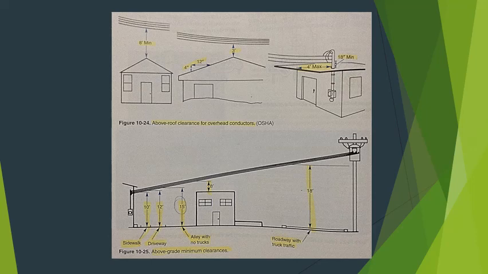Service clearances. Where overhead services are installed, certain regulations concerning clearances must be strictly observed. The NEC indicates that clearances for overhead service drop conductors shall be as follows. Above roofs, figure 10-24, top of your screen. A, 8 foot as measured vertically from all points. B, 3 foot if the slope is not less than 4 inches to 12 inches. C, 18 inches over an overhanging portion of a roof.